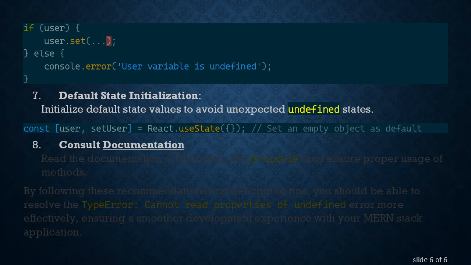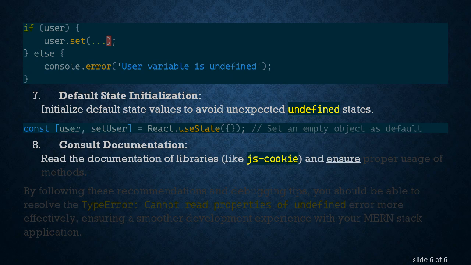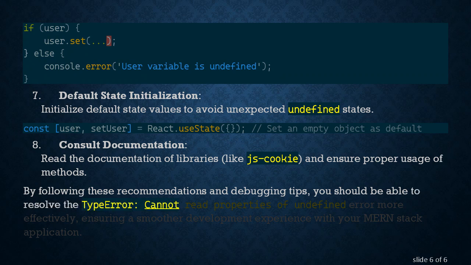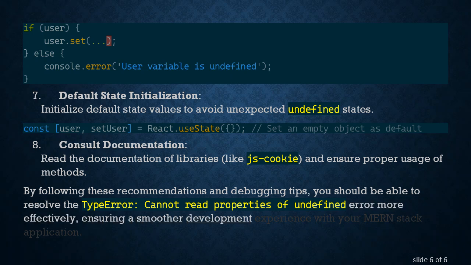Consult documentation. Read the documentation of libraries, like JS Cookie, and ensure proper usage of methods. By following these recommendations and debugging tips, you should be able to resolve the type error, cannot read properties of undefined error more effectively, ensuring a smoother development experience with your MERN stack application.